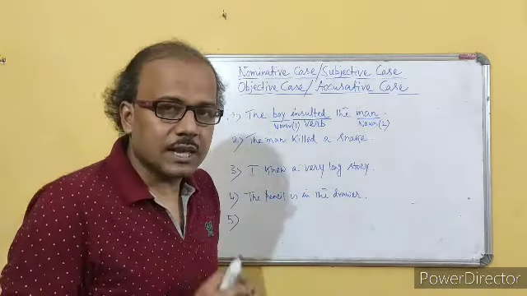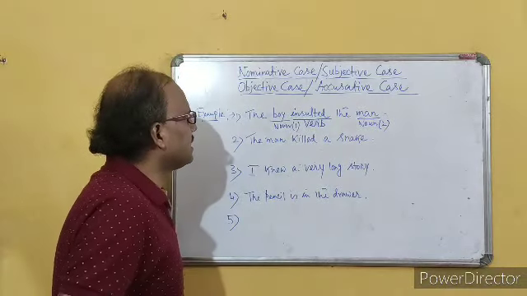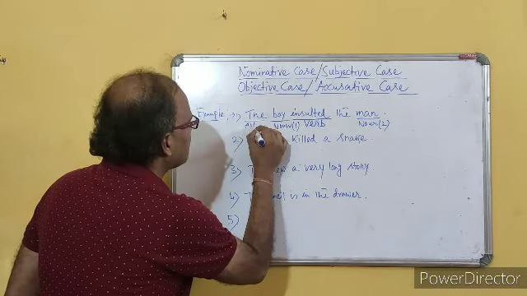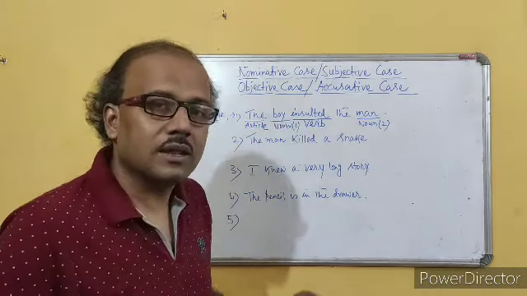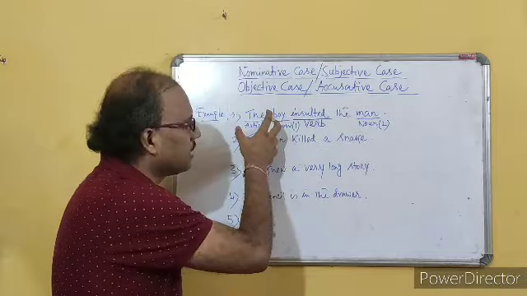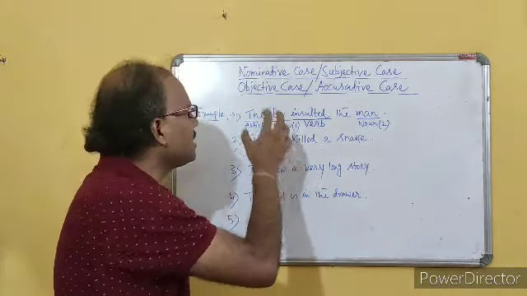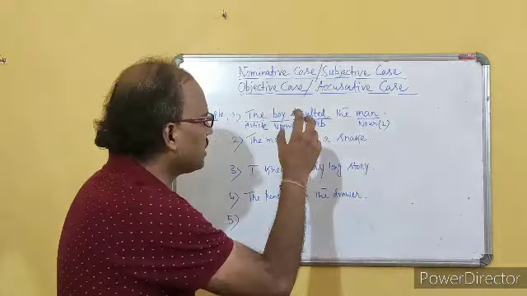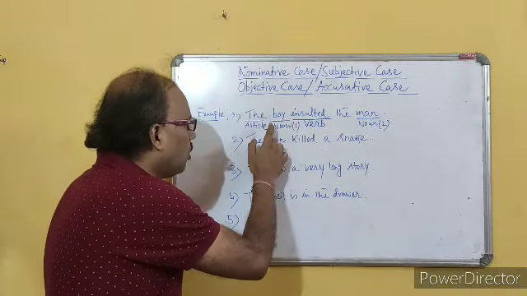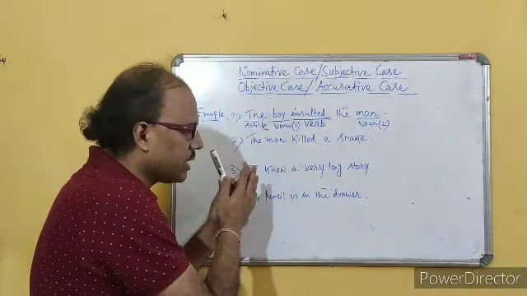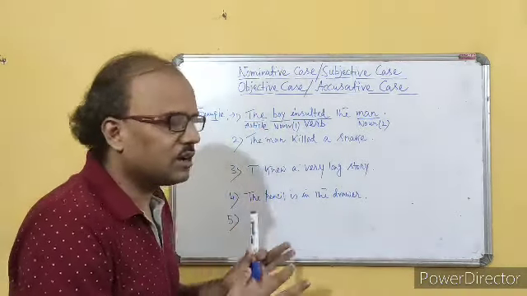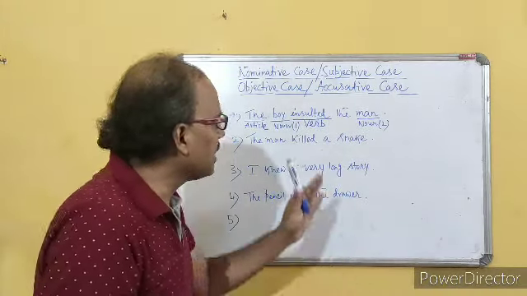What does the left part say? The left part says the boy. Here, the is an article and boy is a noun. Now, this article the and this noun boy altogether form the subject of this verb insulted. I repeat, the boy altogether, the is the article and boy is a noun. So the boy altogether forms the subject of the verb insulted.